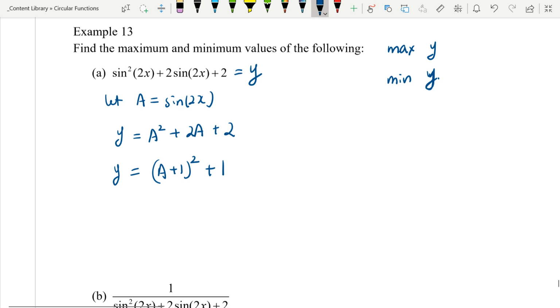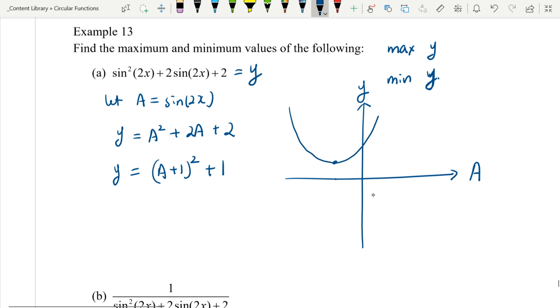Okay, so we have that. But if I just sketch this quadratic, let's say this is y, this is the a axis, and I have negative 1, 1 as my minimum point. Okay, that's my quadratic, and that point is negative 1, 1. Just look at this graph. I have a minimum value, but I don't have a maximum value. What's another restriction on a? What must a belong to? a is sin 2x.